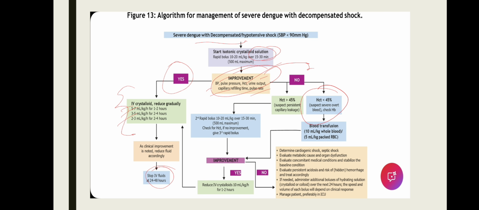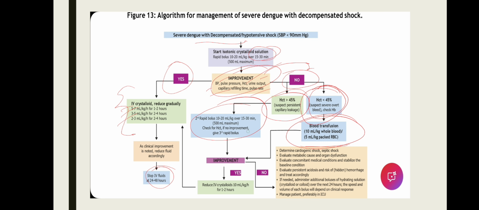If there is no improvement of the vital parameters and the hematocrit is decreasing, that means there is massive bleeding or blood loss, and we have to give PRBC transfusion. If the vital parameters are not improving but the hematocrit is rising, then we have to give a second bolus at the same rate of 10 to 20 ml per kg over the next 15 to 30 minutes.